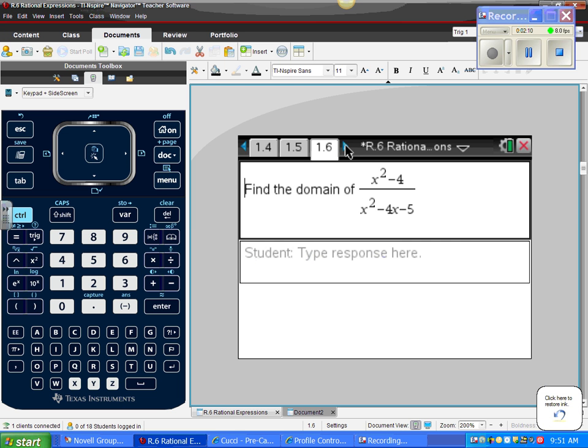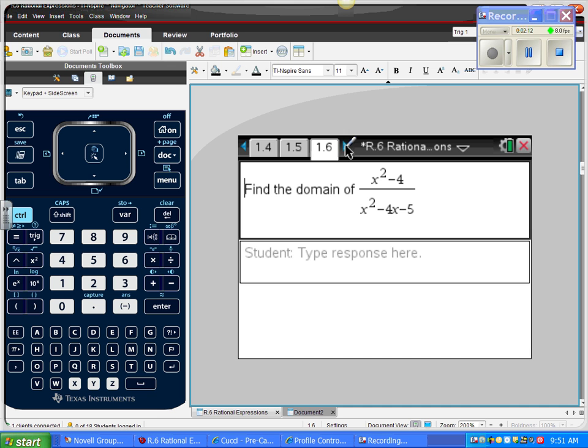Okay, so let's do another one. X squared minus 4x minus 5. We're going to take that and set it equal to 0. And we know how to solve quadratic equations, right? We factor.